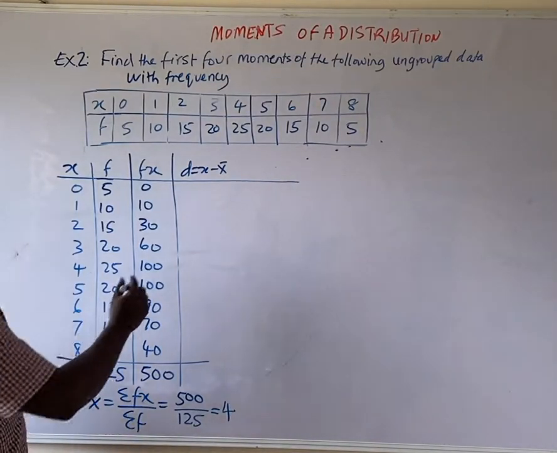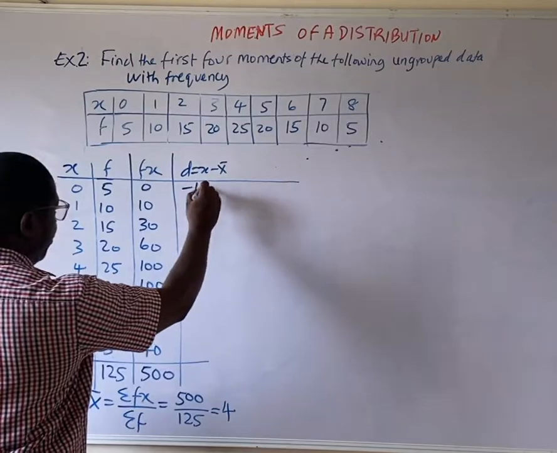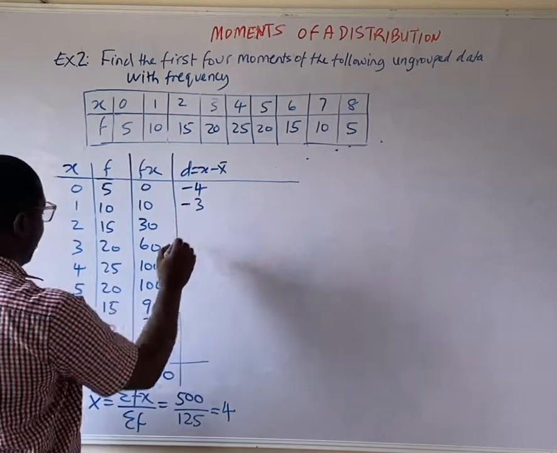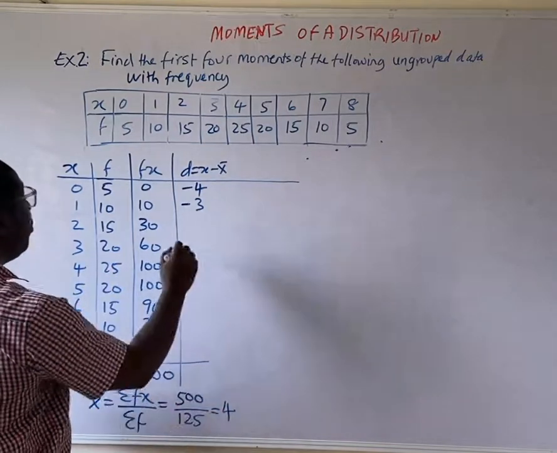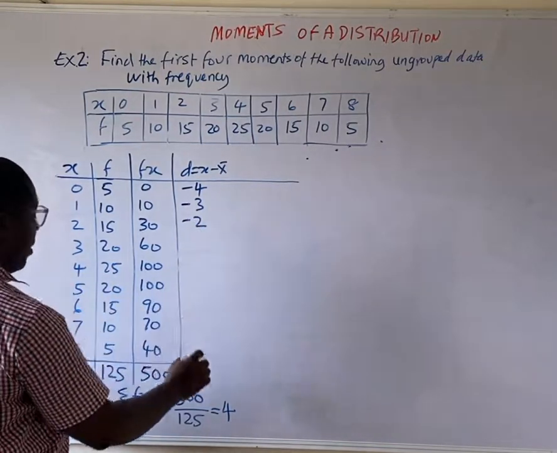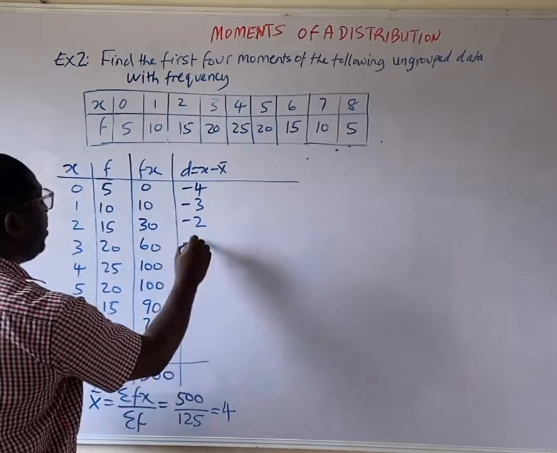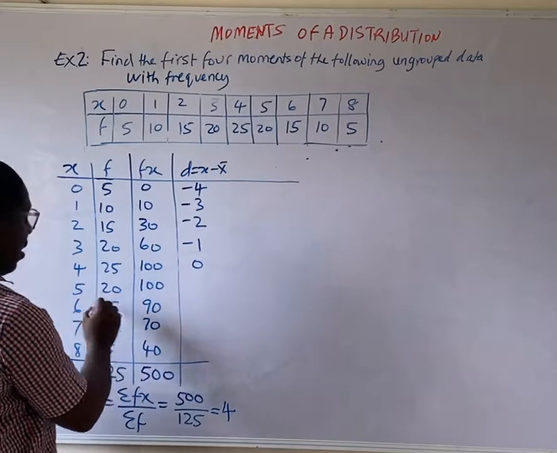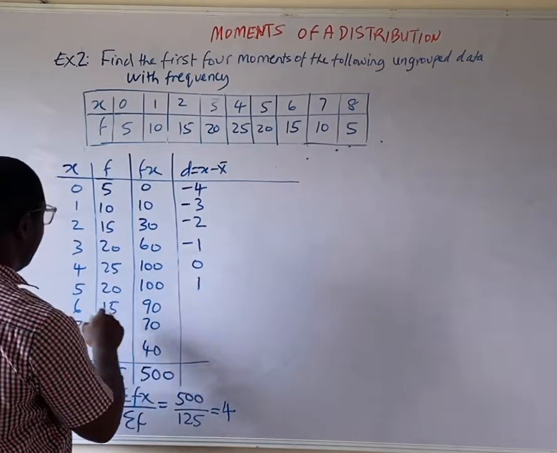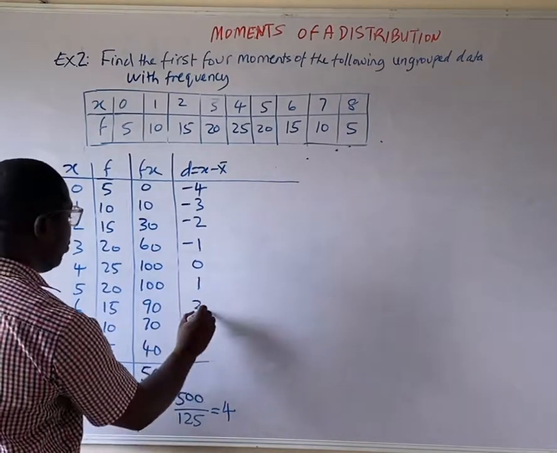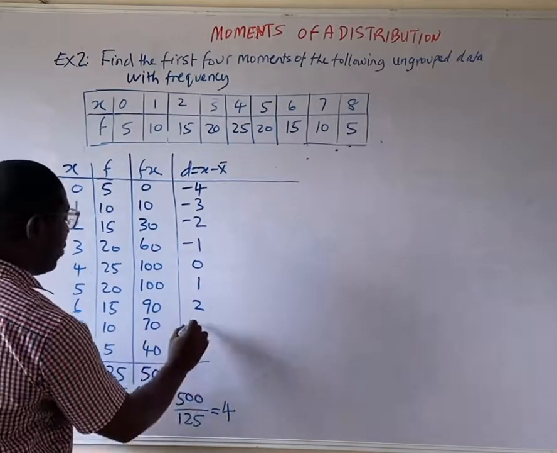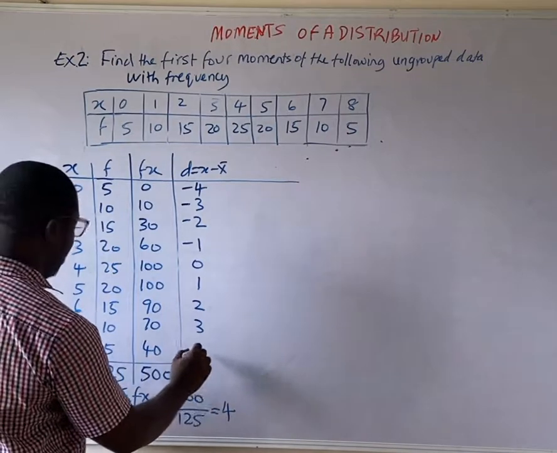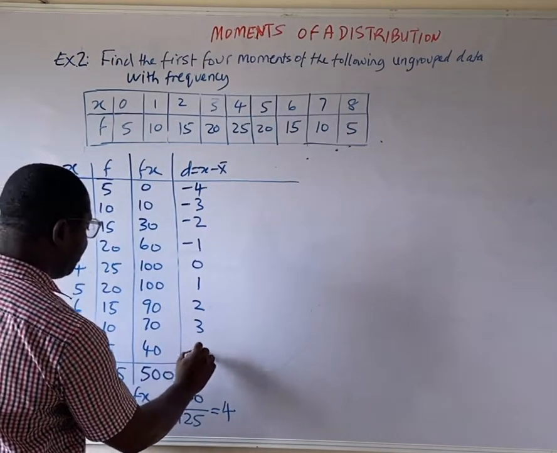0 minus 4 will give us minus 4. 1 minus 4 will give us minus 3. 2 minus 4 will give us minus 2. 3 minus 4 will give us minus 1. 4 minus 4 will give us 0. 5 minus 4 will give us 1. 6 minus 4 will give us 2. 7 minus 4 will give us 3. And 8 minus 4 will give us 4.